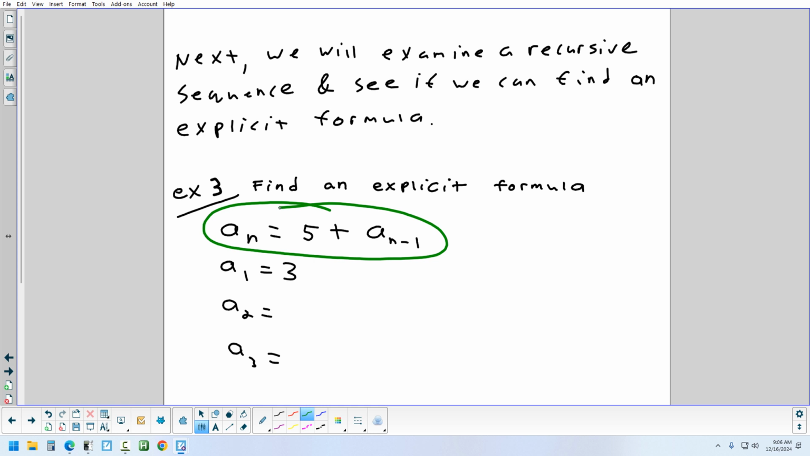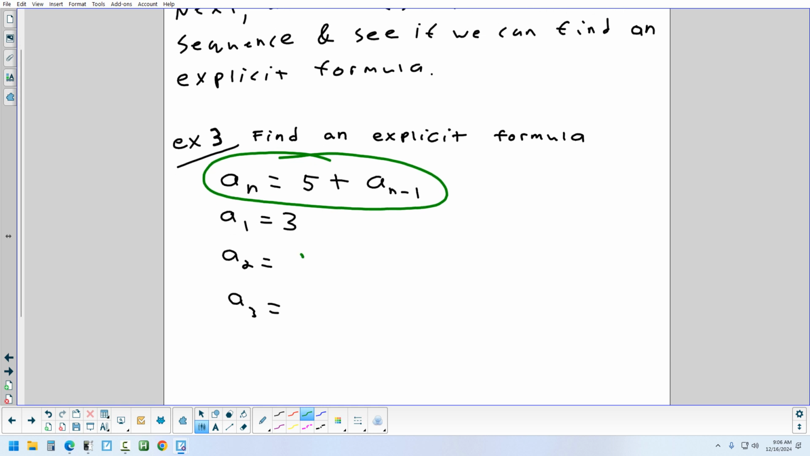Okay, so first term is 3. What's going to be my second term? It's going to be 8. My third term? 13. And let's do one more. Fourth term? 18. So now, let's see if we can figure out a way to do something to the position number to get the term number.